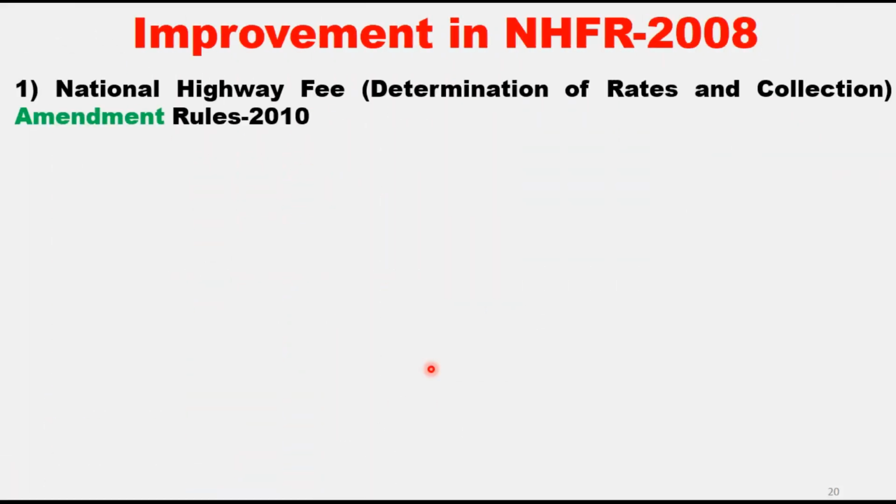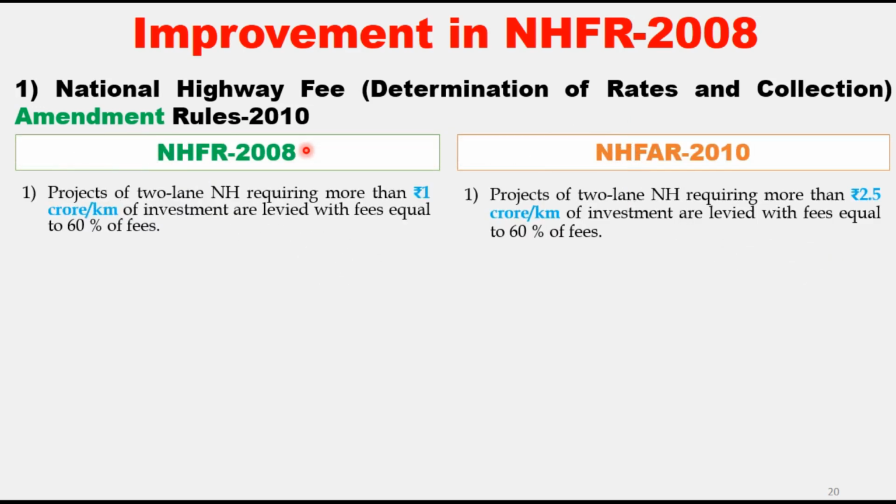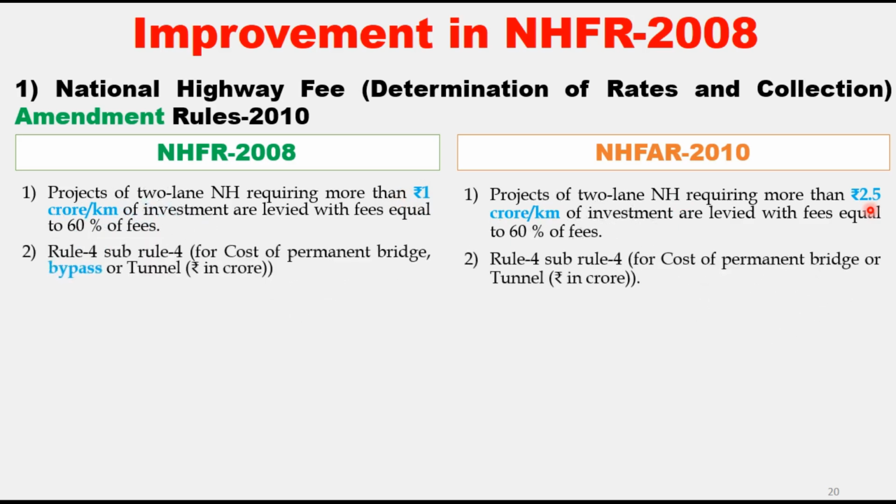In 2010, this NHFR 2008 was renamed as the National Highway Fee Determination of Rates and Collection Amendment Rules 2010 by making small changes. And this table will show you what changes were made in 2010. The first is projects of two-lane national highway requiring more than 1 crore per kilometer. Now this limit was raised to 2.5 crore per kilometer. Second, under Rule 4, Sub Rule 4, this word bypass was dropped in the amendments.